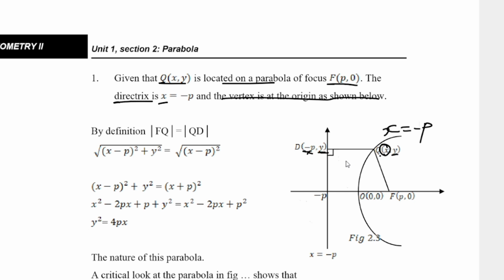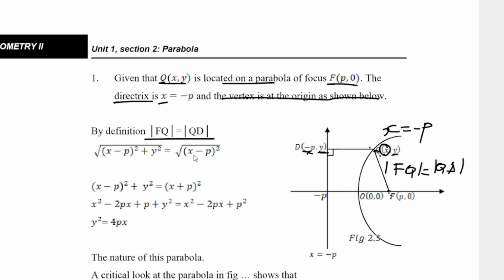Now, what does that mean? It means that the distance from F to Q is the same as the distance from Q to D, as I said earlier. The distance from the focus to any point on the parabola is the same as the distance from that point to the directrix. So if F to Q is the distance from here to here, then this distance is equal to Q to D, and that is what we are seeing here.